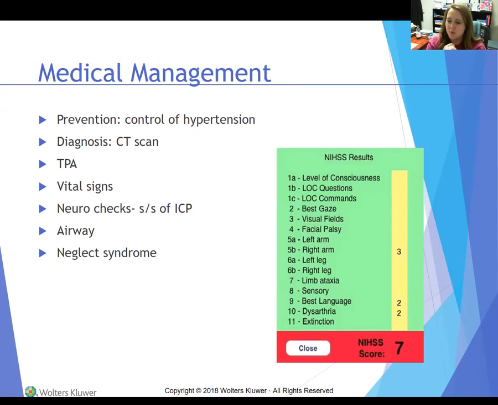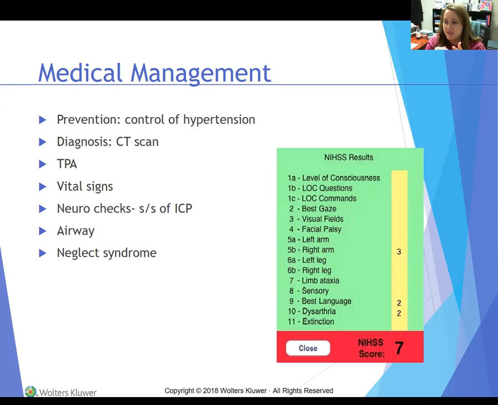They can't have been on heparin or anticoagulants. No head trauma or recent surgeries or GI bleeds, because anything that is going to increase their risk for bleeding, and we're giving a med that stimulates fibrinolysis, so we don't want to cause a major bleed.